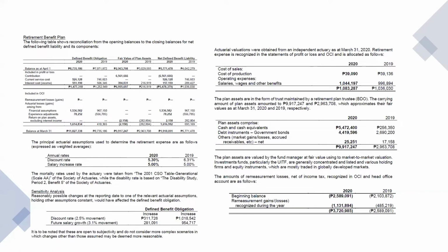Like kung anong klase ng retirement expenses yun, magiging part ba ng cost of sales, cost of production, expense ba siya. Yung carrying value ng plan assets, dito rin siya. I-disclose din natin siya. Also, the amount of remeasurement losses, net of income tax, recognized in OCI.